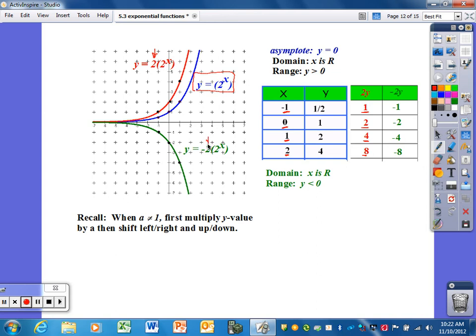Notice this one, a is negative 2. So that means I multiply the y values of my parent function by negative 2. So 1/2 times negative 2 is negative 1. 1 times negative 2 is negative 2. 2 times negative 2 is negative 4. 4 times negative 2 is negative 8. So this time I'm going to plot negative 1, negative 1; 0, negative 2; 1, negative 4; 2, negative 8. And notice I get my curve. And it should be no surprise to you, when a is positive, my graph opens up. When a is negative, my graph opens down.